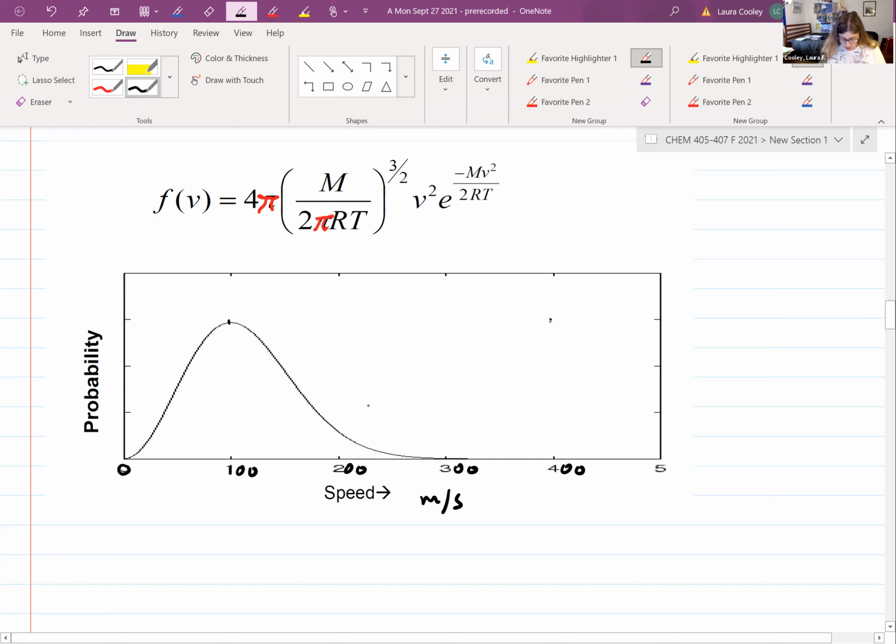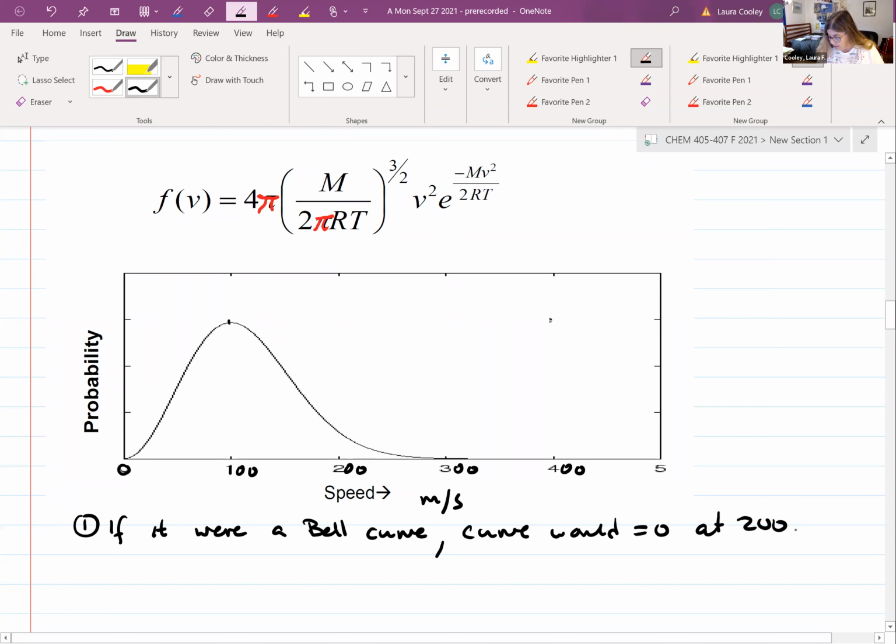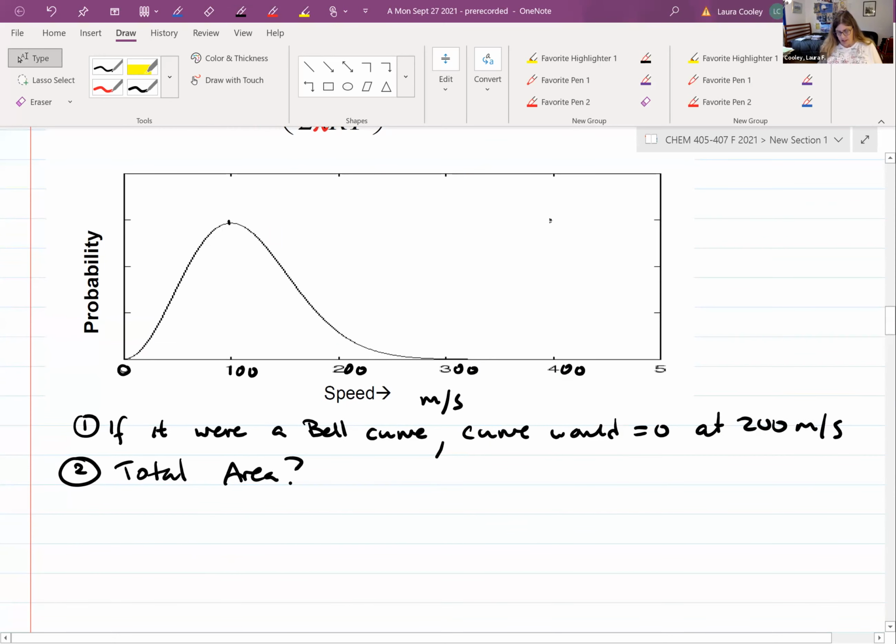So the first thing I have to say is, if it were a bell curve, the curve would equal 0 at 200, and it doesn't. And the second thing is, I'd like to ask, what's the total area here? That's a trick question, because these are probabilities, and so of course the total area is equal to 1.